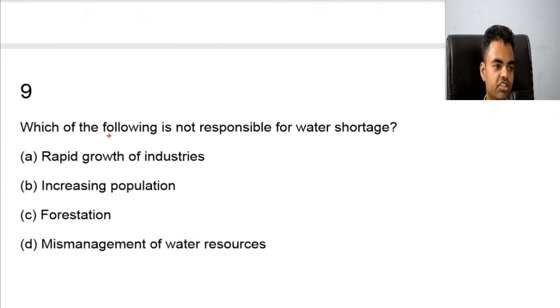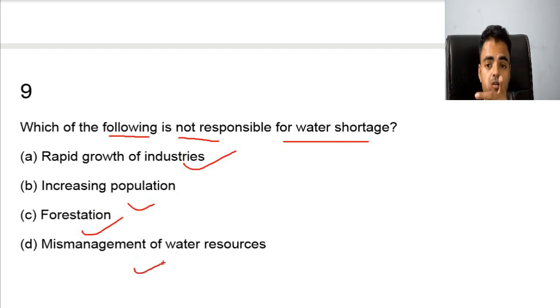So which of the following is not responsible for water shortage? Now whenever you are getting this type of question, focus properly on the question. You don't need to have special knowledge. If you are having basic knowledge, even then you can answer this type of question. So rapid growth of industries, increasing population, forestation, mismanagement of water resources.